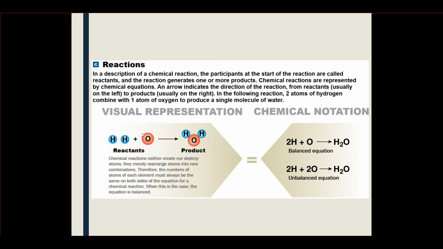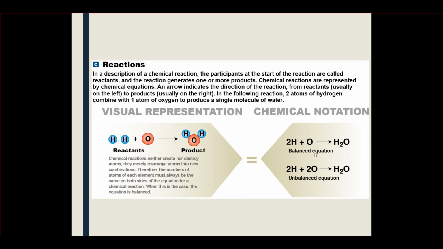Instead of drawing this out, we want to be able to write this in chemical notation. So we have two H's here. Why is it not H2? Because they're not bonded together. Plus an oxygen yields, this is actually the yield symbol, creates H2O. But this time we have everything bonded together, so we're going to write H2 as a subscript O.